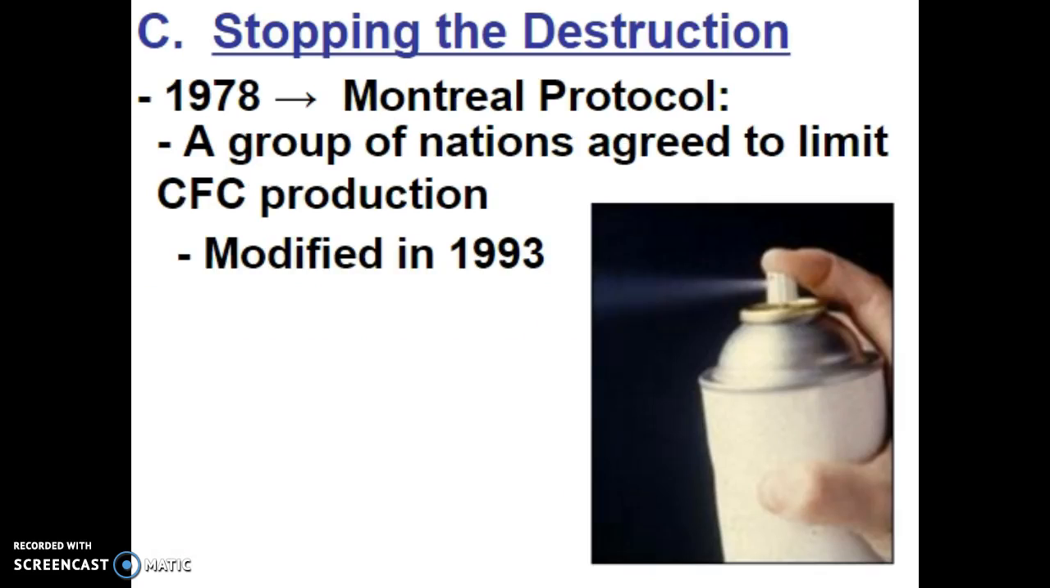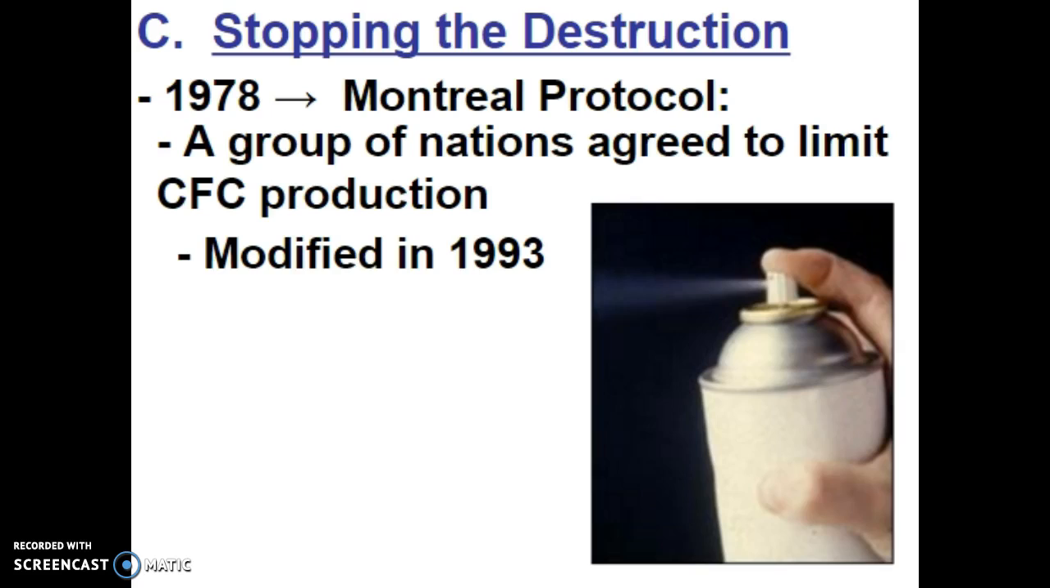So again, how do we stop this destruction? Many international agreements have been made to limit CFC production. One of the first ones was in the late 70s in Canada, the Montreal Protocol. A group of developed nations, Europe, ourselves, Canada, of course, and China, agreed to limit chlorofluorocarbon production.